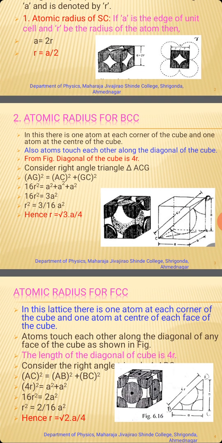Similarly, one can find the value of radius of FCC and it comes out as r is equal to root 2 by 4 into a.